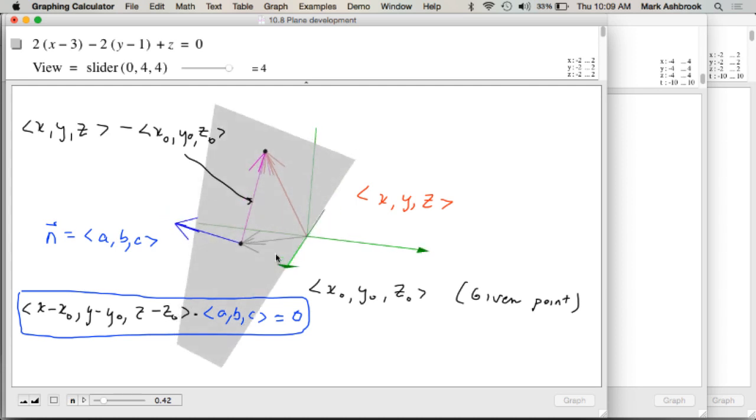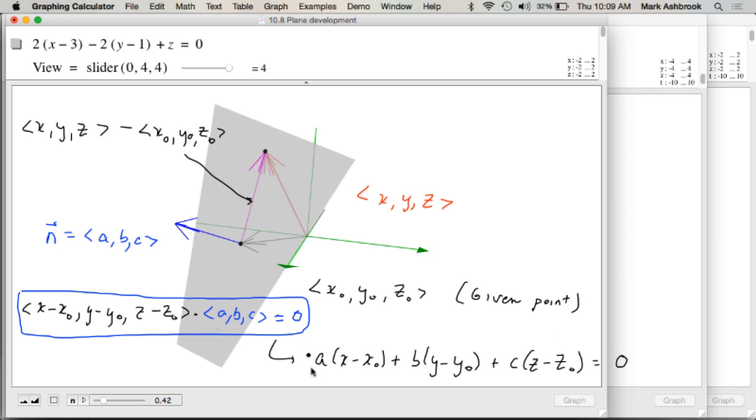So now let's do the dot product. When we do the dot product, we get A times x minus x naught, B times y minus y naught plus C times z minus z naught, equals zero. Okay, so that's one form.